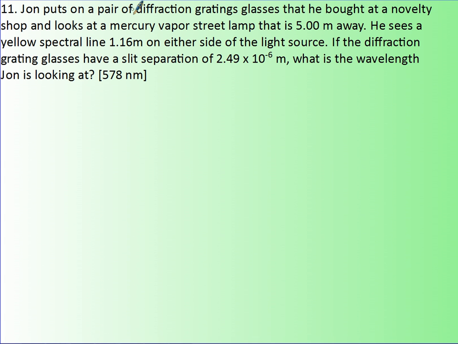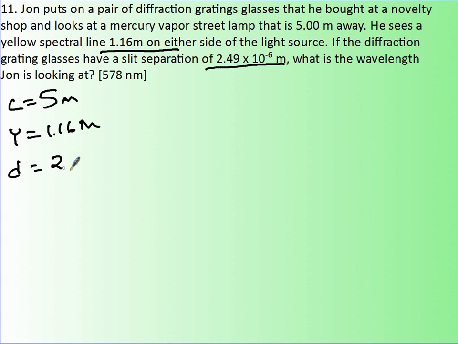All right, now John puts on a pair of diffraction grating glasses, which he bought in a novelty shop, and looks at a mercury vapor lamp that is 0.5 meters away. So that is L. L is 0.5, oh, excuse me, messed up. Imagine that, a teacher making a mistake. L is 5 meters away. He sees a yellow spectrum line, 1.16 meters, so that's y, on either side of a light source. If the diffraction glasses have a slit separation, so d is 2.49 times 10 to the negative 6 meters, what wavelength are we looking at? And again, m is 1.